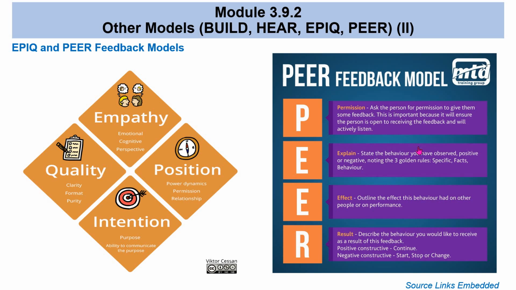And then the other type of feedback model is called PEER, P-E-E-R. In this case, the first P means you ask for permission. Once that permission is given, and it's important from the other person, that settles the ground for further discussion. Then you go to the first E, which is explain the behavior that you've observed. Be specific, talk with facts, and mention the actual behavior. Then you go to the other E, which is the effect of that behavior, and you can outline it and discuss it.